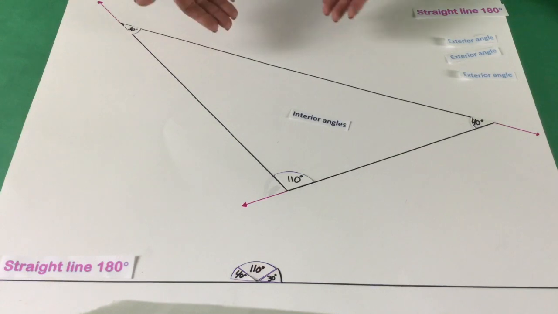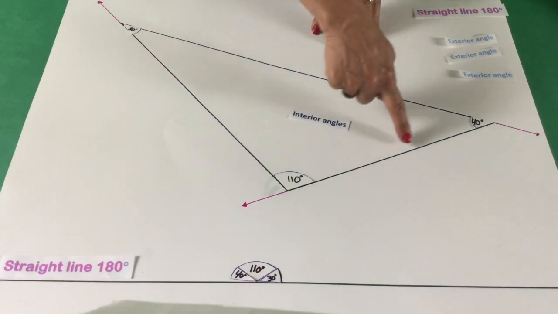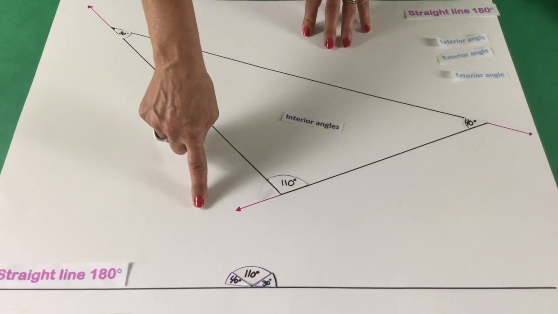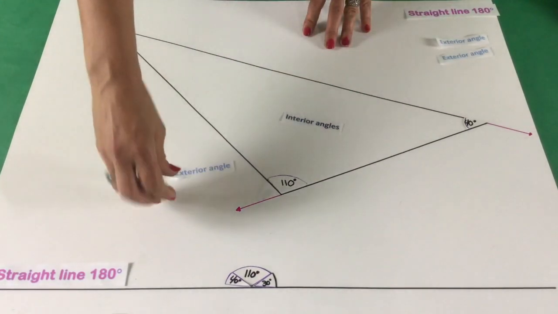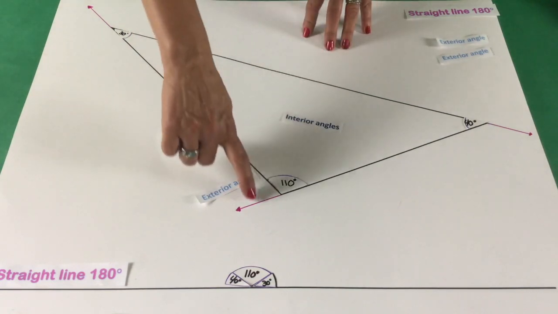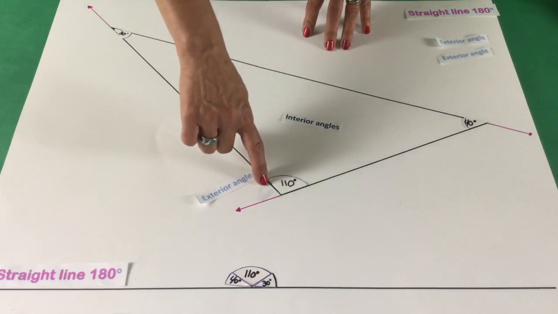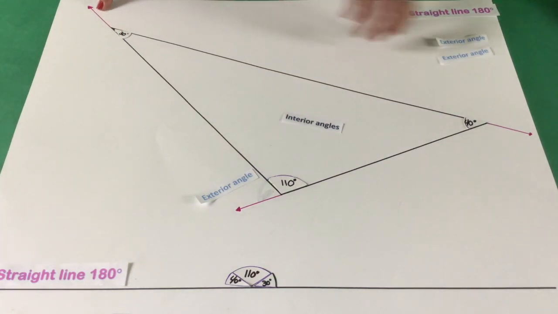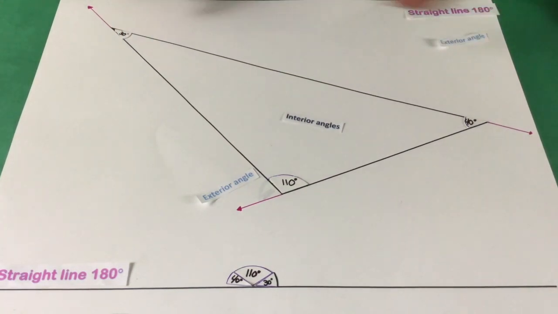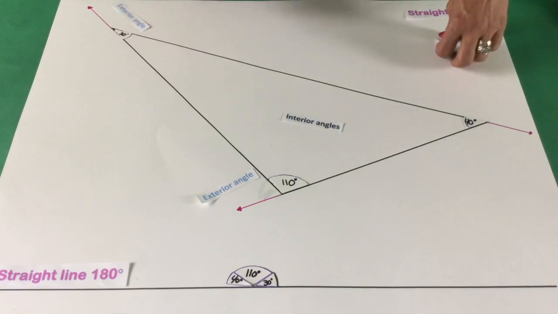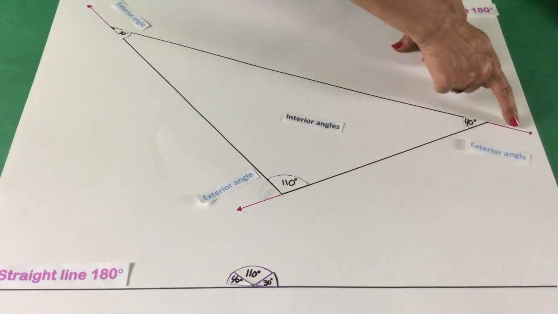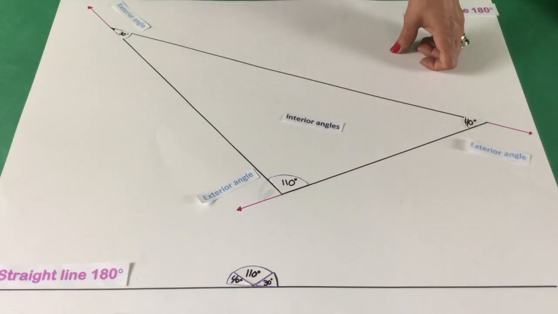Now let's talk about exterior angles. If you extend the line, it will create an exterior angle. Exterior means outside of the triangle. So this becomes the exterior angle. This is the interior angle. Extend this line, you also create an exterior angle, which is outside the triangle. Another line, extend this one, and this will give you an exterior angle, which is outside of the triangle.